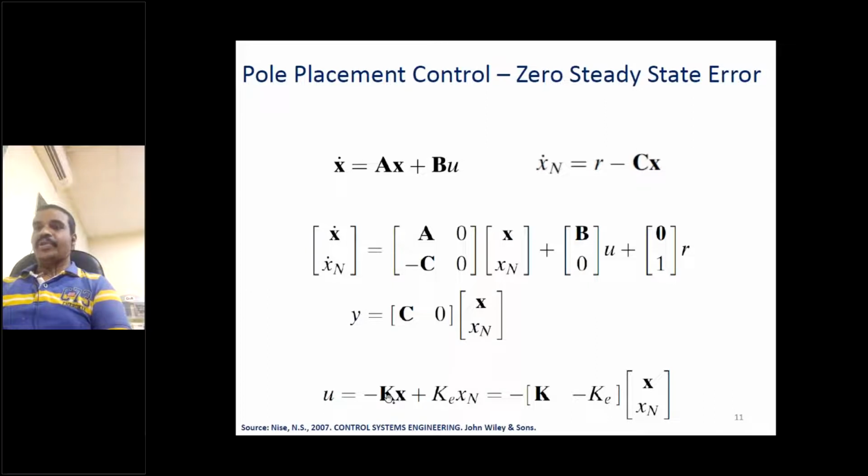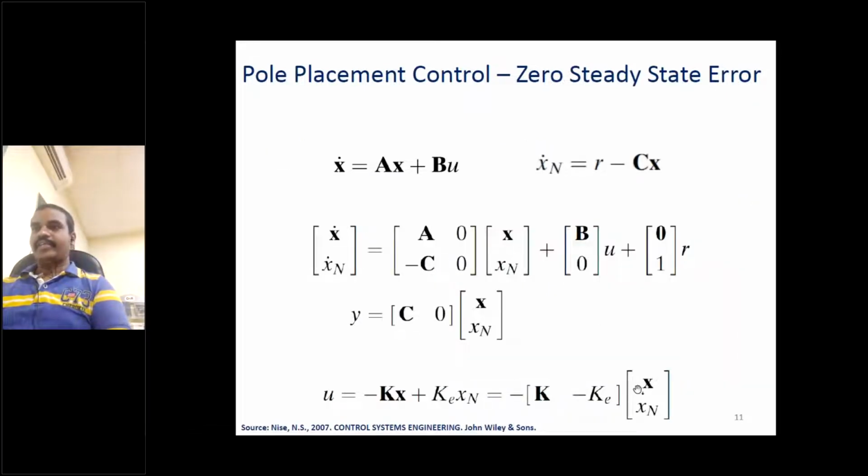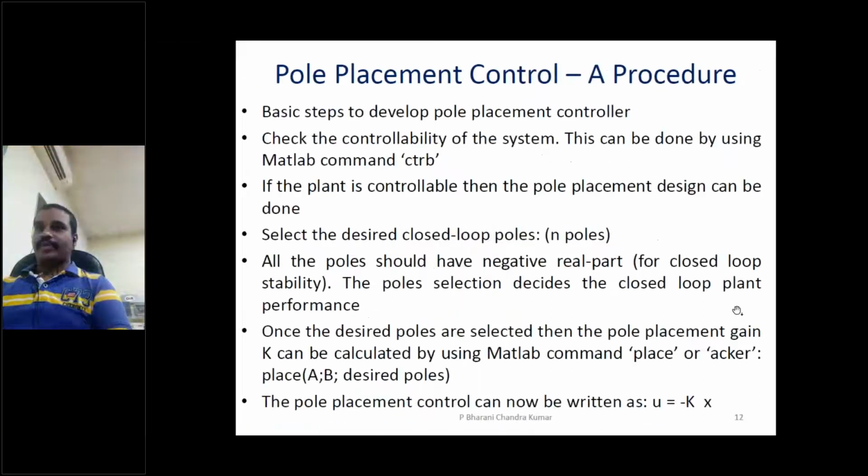And u, we have seen, equals minus kx plus ke into xn. So u equals minus k into x plus ke into xn. This is my new control input for the augmented system. And this augmented system, or the augmented pole placement controller with integral action, has the capability to drive the steady state error to 0. We will demonstrate this using the same DC motor example.